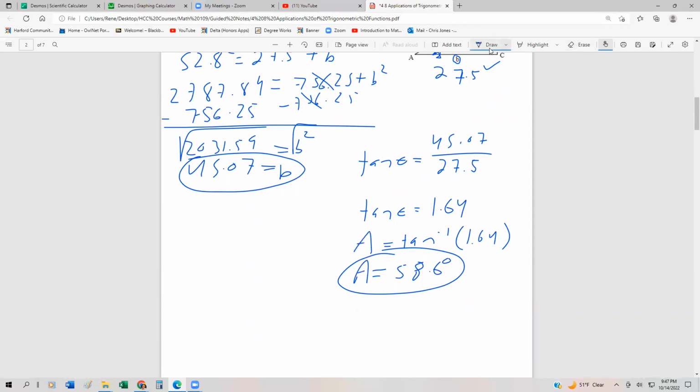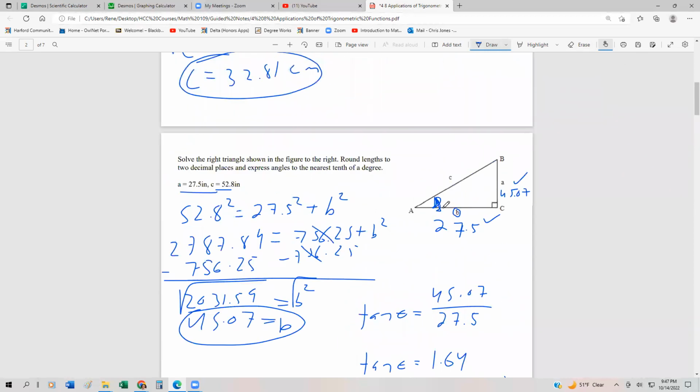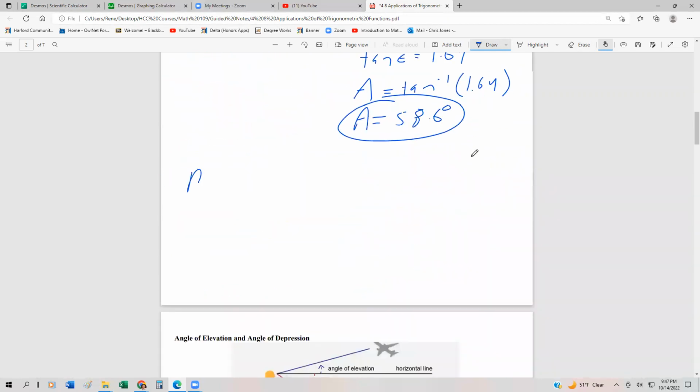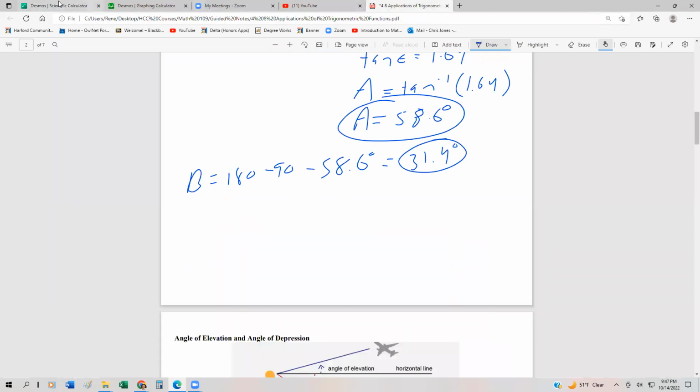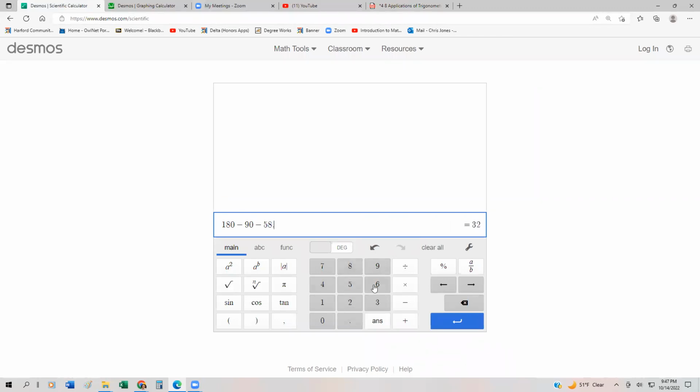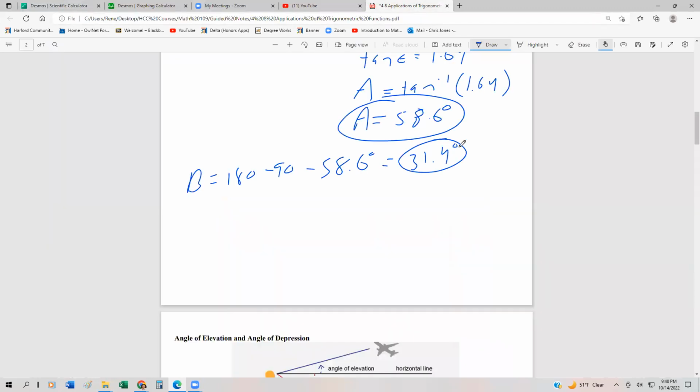All right. And then finally, to find angle B, that's even easier because we know the measure of this angle. We know that this is a right angle. And so for angle B, that would be 180 minus 90 minus 58.6. If we shove that into our calculators, that should give us 31.4 degrees. But I'm just going to verify it by throwing it in a calculator really quickly. All right. So it was 180 minus 90 minus 58.6 degrees. All right, and that gives us 31.4, which we initially thought.